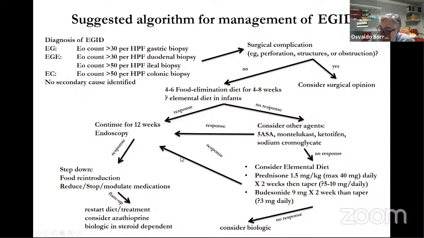Of course, if there is a response after 12 weeks, we always need to consider repeating the endoscopy, because it's important to clarify whether the treatment has caused histological remission, because some of the symptoms, again, I want to remind everyone, can be functional and are not caused by organic abnormalities. If there is a response, then we step down, we start food reintroduction, and we decrease and stop the medication. If there is a flare-up, of course, we restart the diet treatment. In a patient on long-term steroids, we consider a steroid-sparing agent. Otherwise, we can consider some biological.